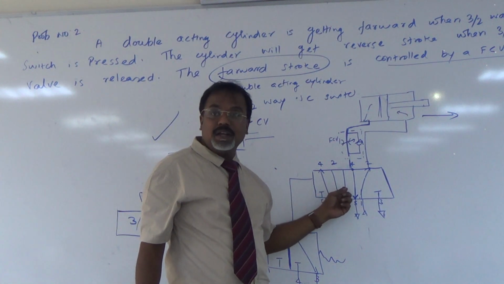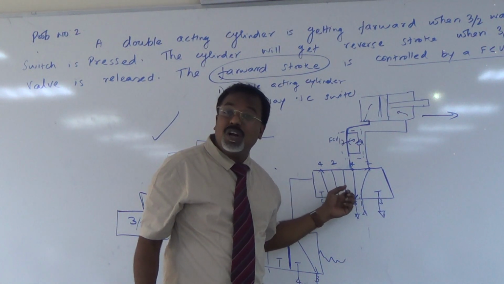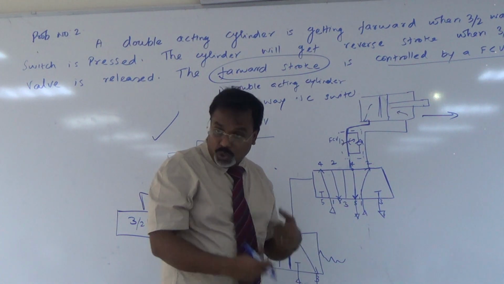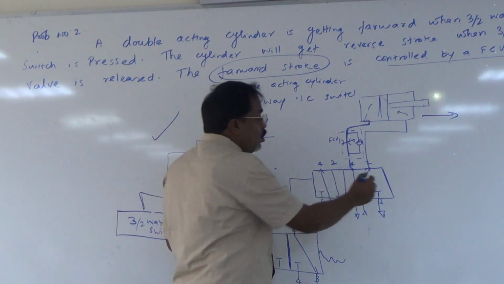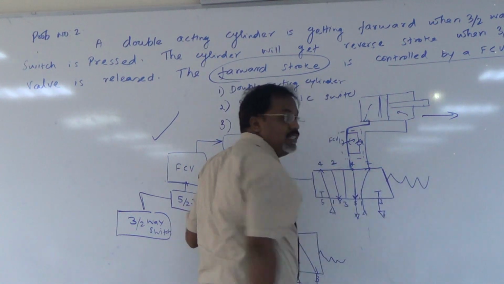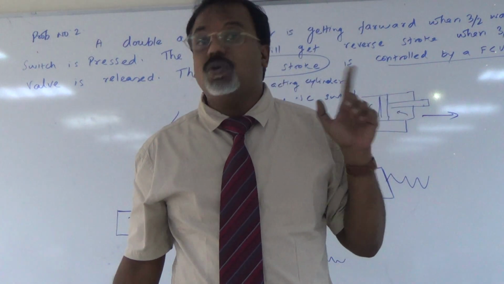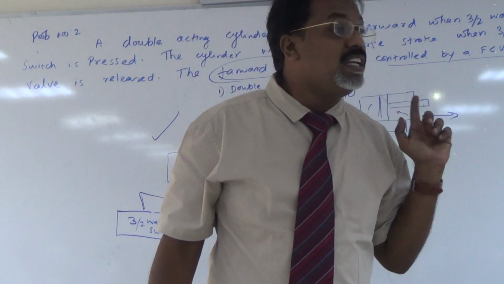So what will happen? This should come to normally closed. How will it come? It should come automatically. That's why you have to include one spring. This is called the spring return, and it is important. For this type of application, spring return is important.